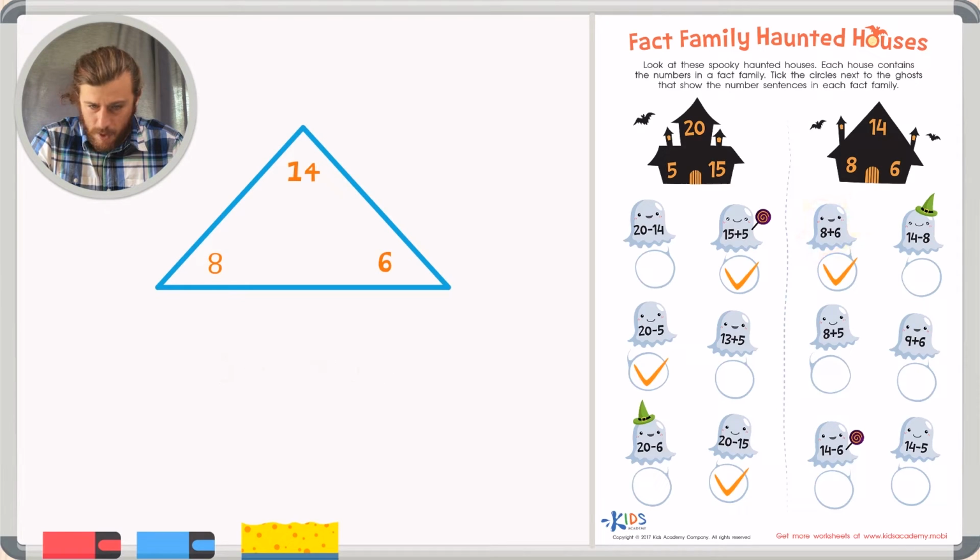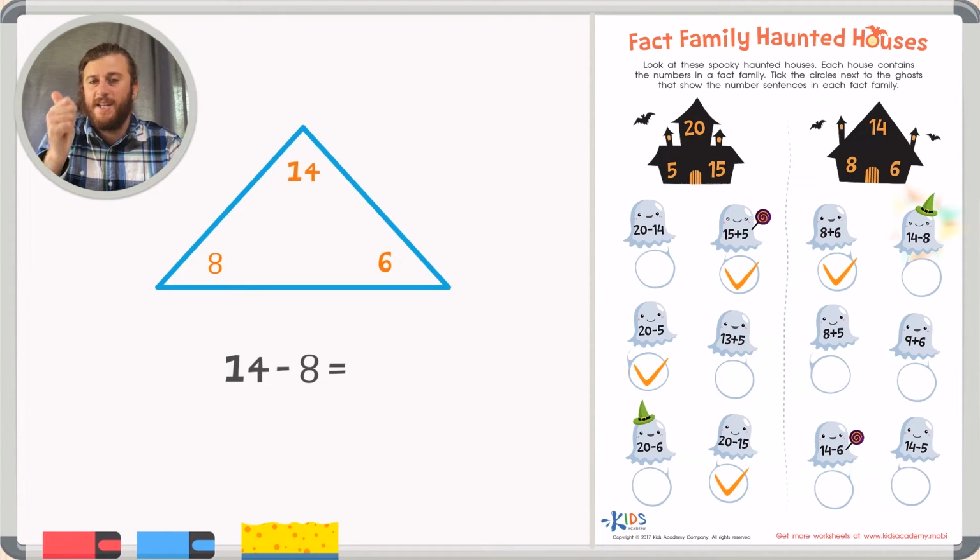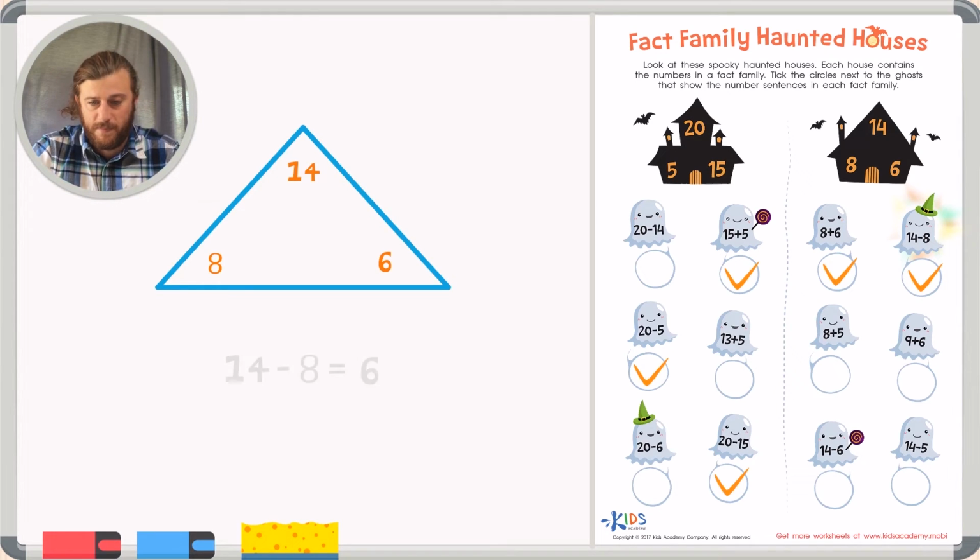Our next problem is 14 minus 8. Again, 14 and 8 are two numbers that belong inside the fact family, but let's subtract to make sure that the answer is 6. Let's count up. 8, 9, 10, 11, 12, 13, 14. Again, we have our answer of 6. So again, I know that these three numbers are inside my fact family, so this is correct.